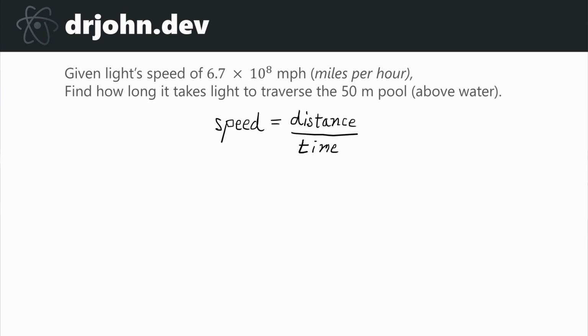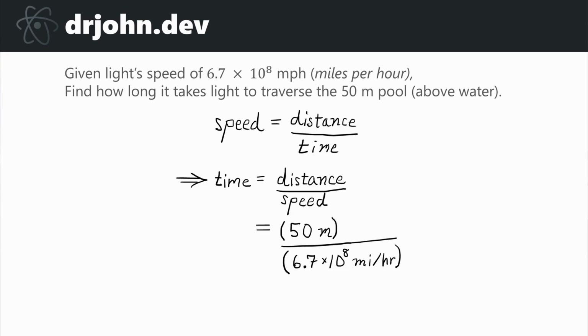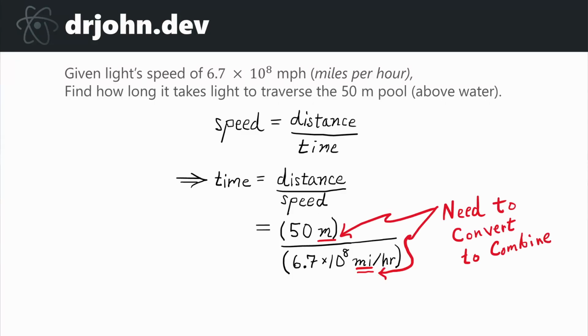To find how long it takes the light pulse, we need to rearrange the equation as time equals distance divided by speed. But when we substitute our given values of distance and speed, we see there's a problem. The numerator is in units of meters, while the denominator is in units of miles per hour. Remember, the units must be in the same numbering system in order to combine quantities. We can convert either one, so let's convert meters into miles.